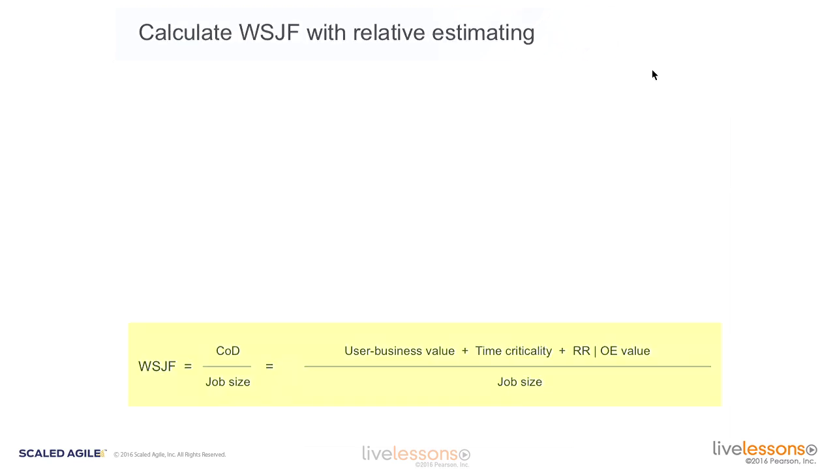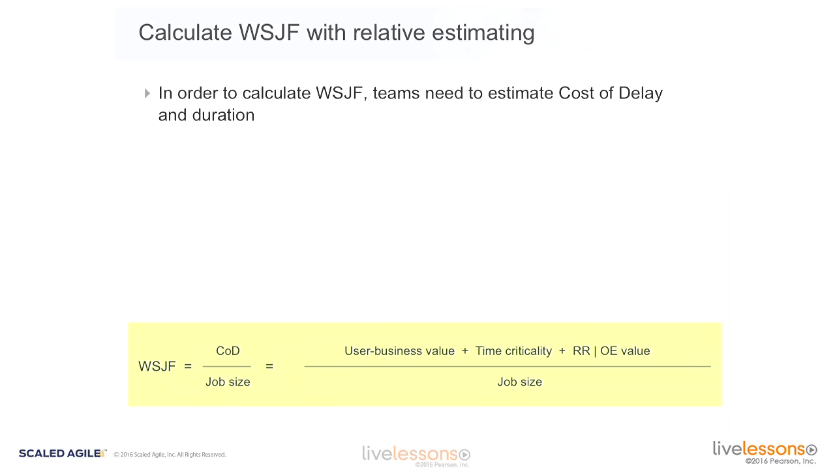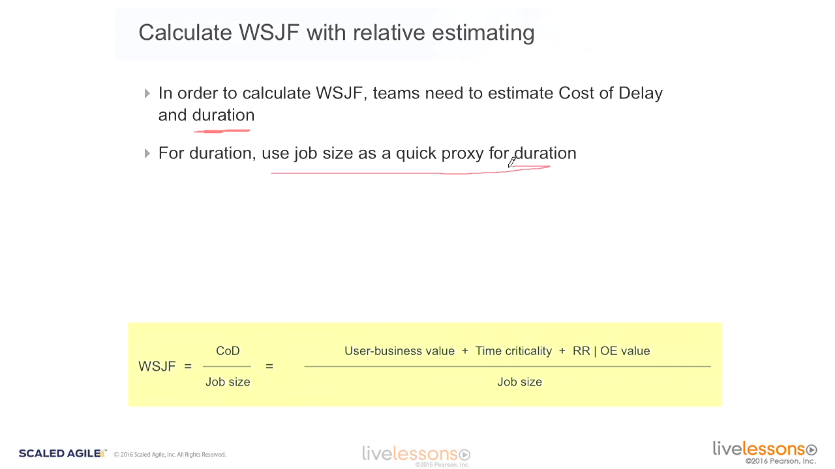So where does this take us? This takes us to the ability to calculate weighted shortest job first with relative estimating, and we're going to need to estimate cost of delay and duration. Now we have an interesting challenge. I don't know what the duration is because I might have 3 teams work on it, I might have 1. I don't know when I can get to it. I need a proxy. Well, job size is a great proxy.